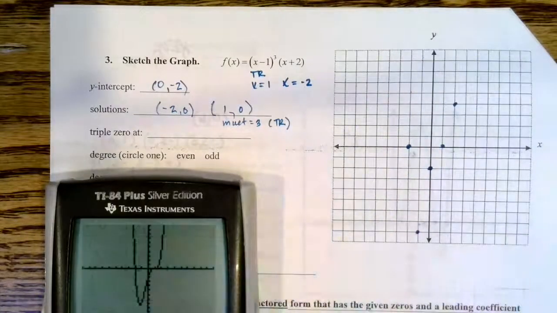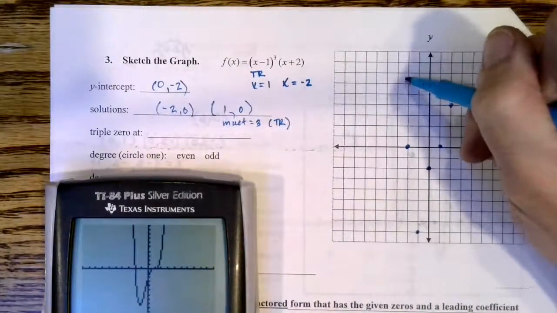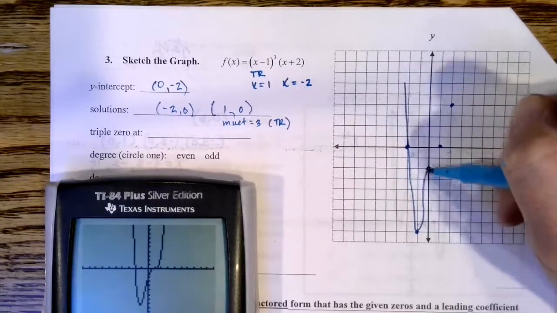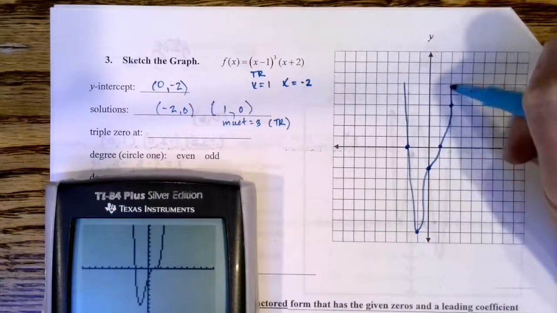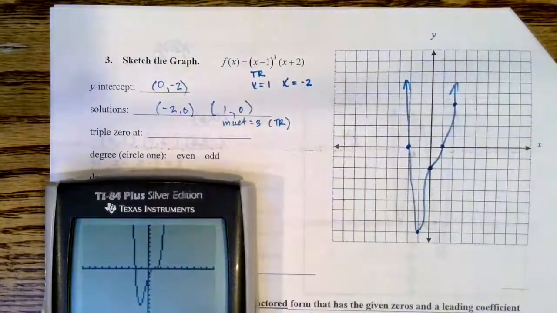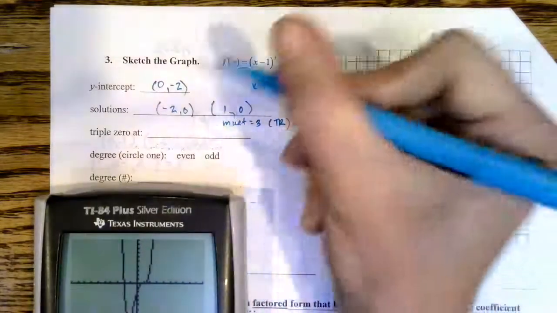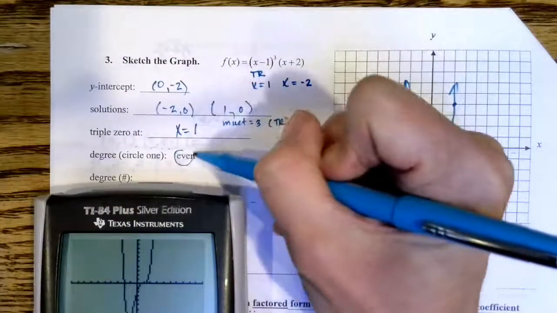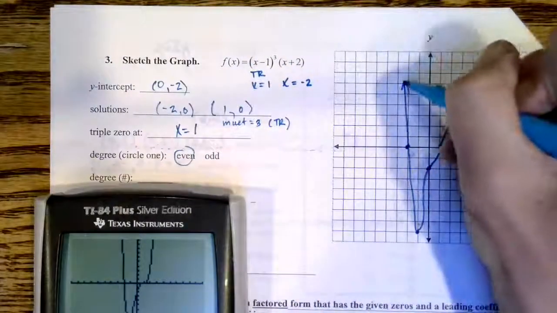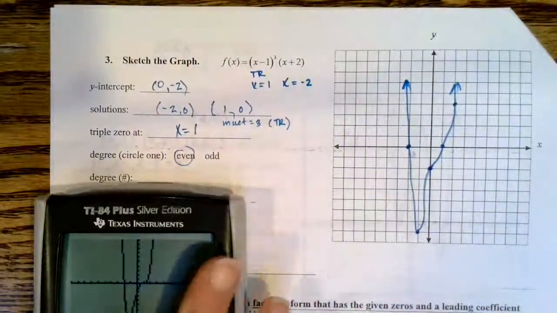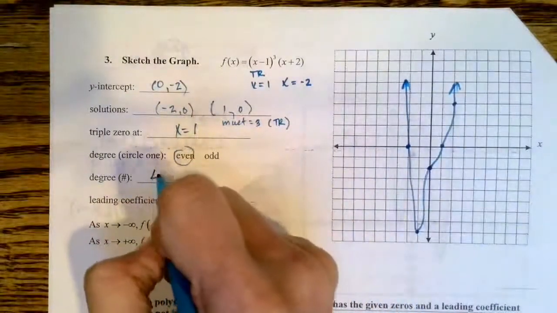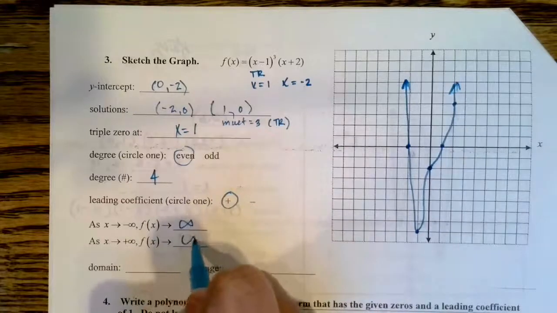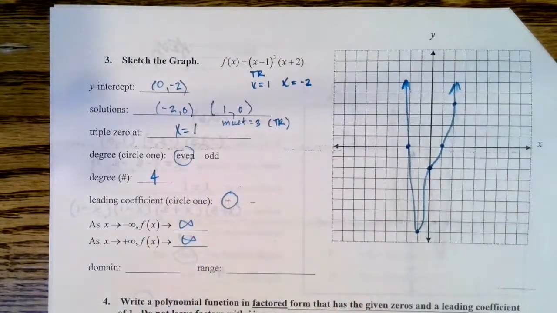But just by looking at the generic shape, you can see this graph comes down like this. And then it comes up through here. And that's okay to be good enough. All right, our triple 0 is at x is equal to 1. It's an even function because I have 4 and my end behavior matches. It is a 4th degree. My leading coefficient is positive, and I am approaching positive infinity in both directions of x.